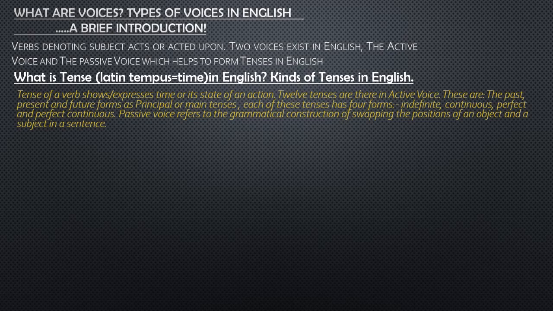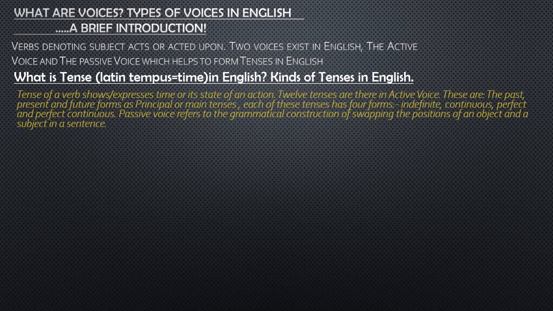12 tenses are there in active voice. These are the past, present, and future forms as the principal or main tenses. Each of these tenses has four forms: indefinite, continuous, perfect, and perfect continuous.